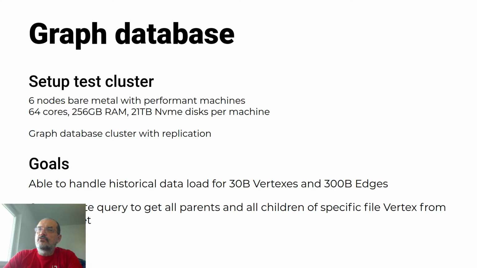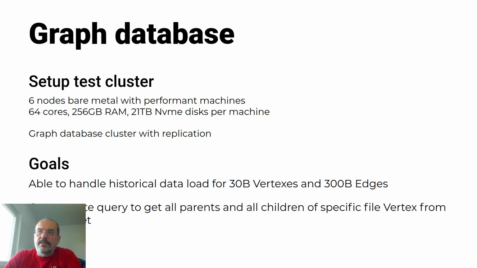So first of all, we tried to set up a test cluster for testing graph database systems. It consists of 6 bare metal nodes, performant machines with 64 cores, 256 GB of RAM, and 21 terabytes of NVMe disks per machine. And this graph database cluster is built with replication. It depends on the graph database system which type of consistency they use, but usually we deal with 3 replicas in a system.